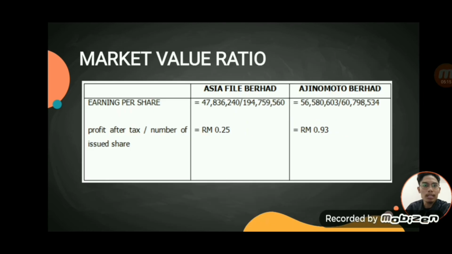The last one for the comparison is about the market value ratio. We can see that Ajinomoto Berhad shows better performance than Asia File Corporation Berhad.